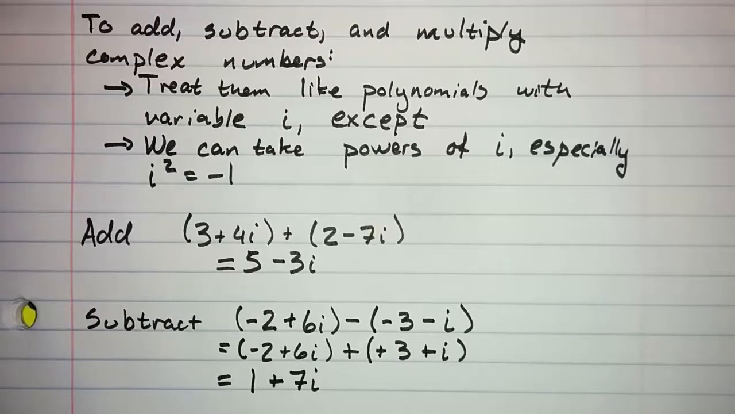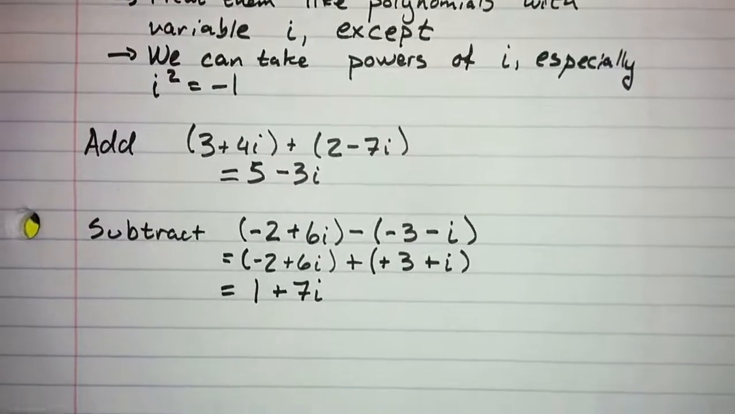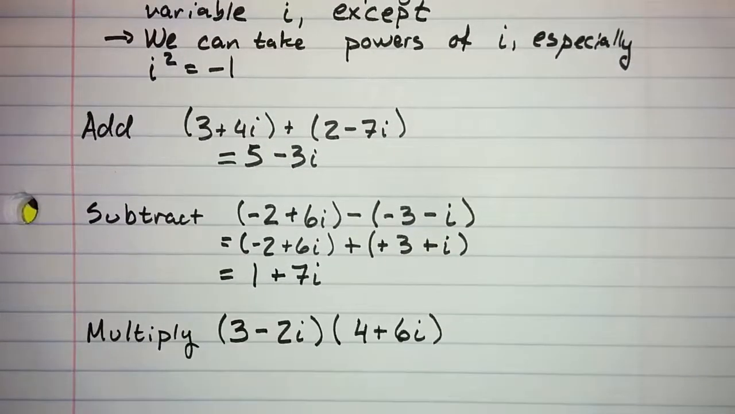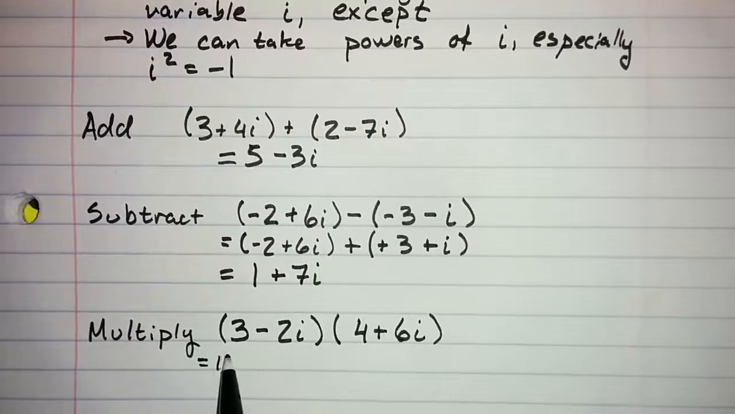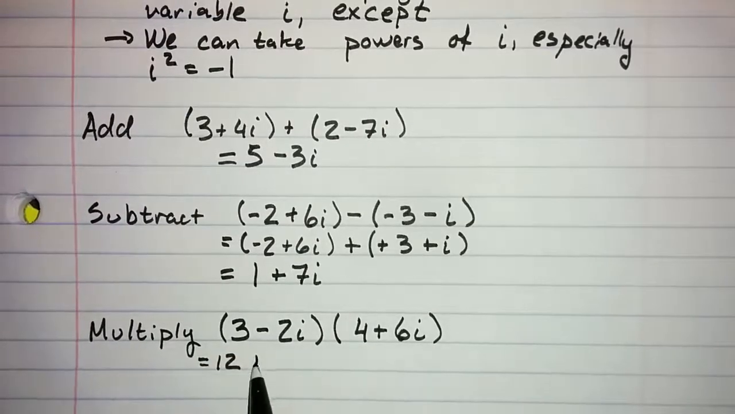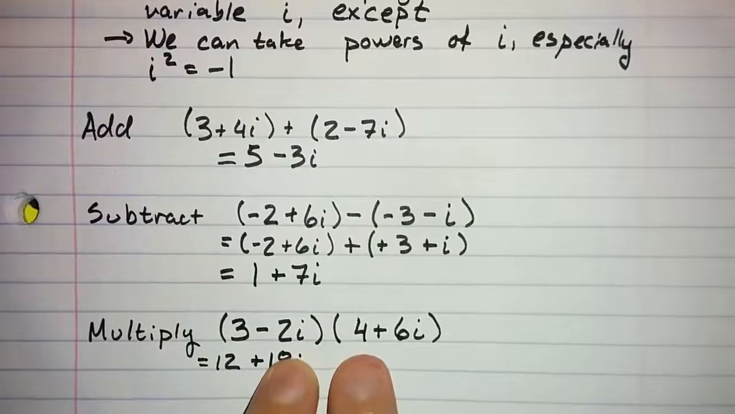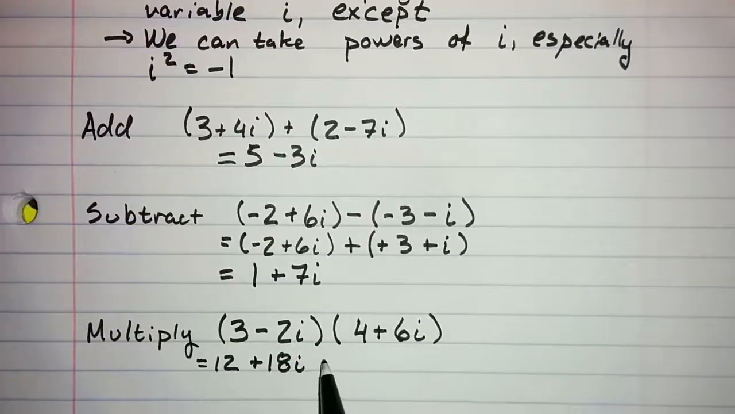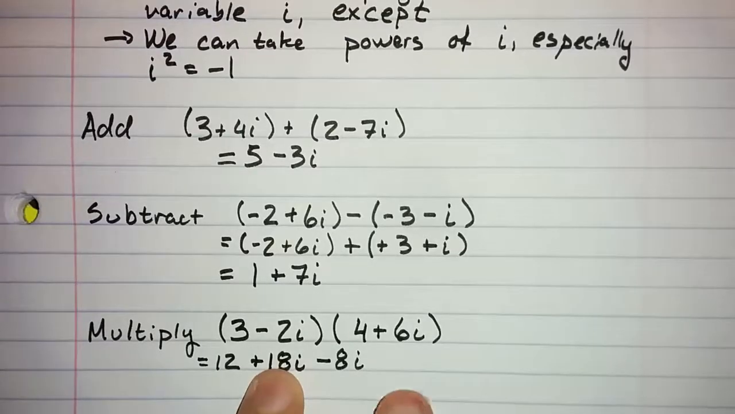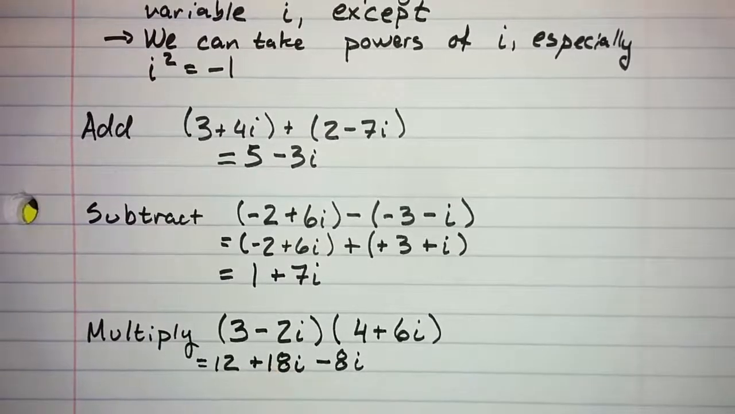When we multiply, a little bit of complication comes up. Suppose we go to multiply (3 - 2i) times (4 + 6i). We'll have 3 times 4 is 12. 3 times 6i is 18i. -2i times 4 is -8i. -2i times 6i is -12i squared.